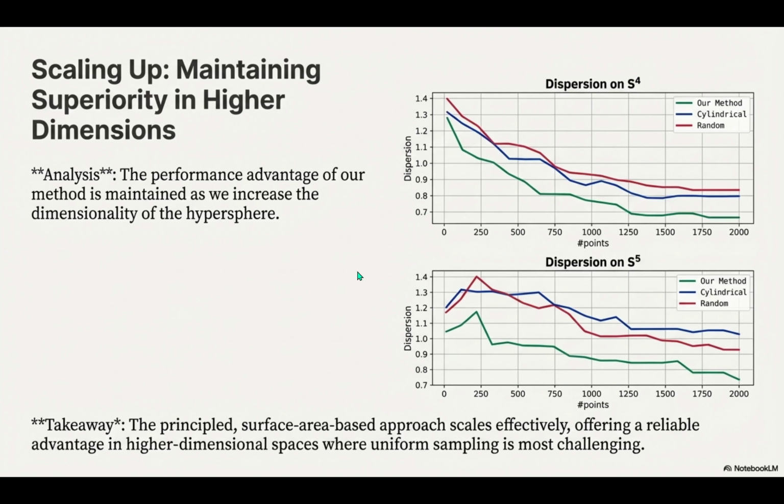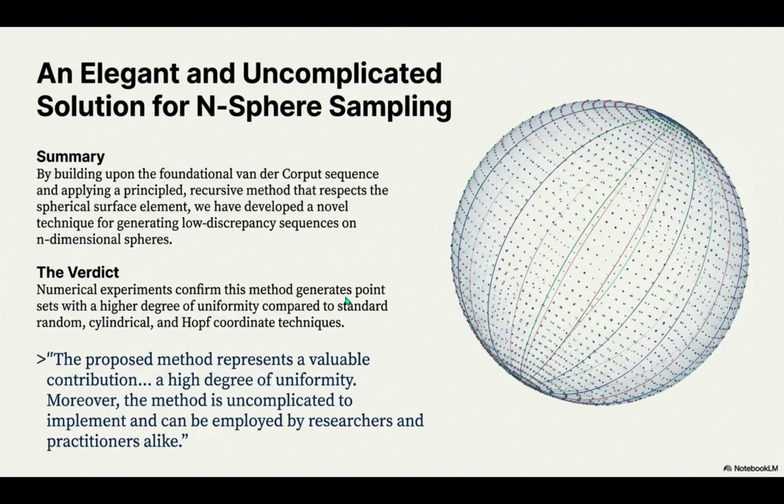So the final verdict is that we have an elegant mathematical solution that respects the geometry, is deterministic, and is now proven quantitatively to generate a more uniform distribution than anything else, especially in these really challenging high dimensions. It's a profound contribution, really. It gives people a generalized, uniform point distribution that's not just mathematically pure, but it's also simple enough to be turned into efficient, production-ready code using things like lookup tables.